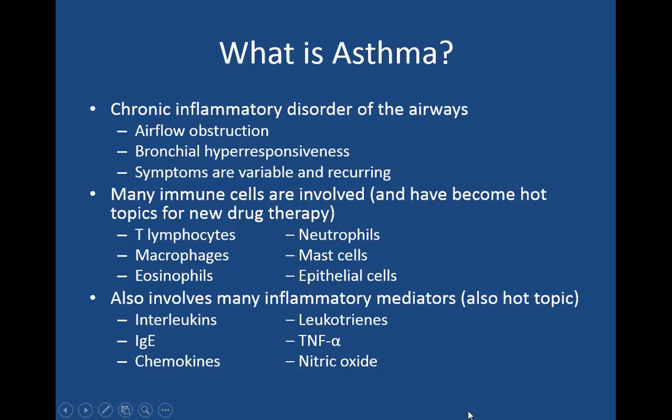Asthma basically is made up of two things. One, airflow obstruction that's reversible. So we're going to talk about COPD coming up next week, and COPD is non-reversible obstruction, but asthma has a reversibility to it. And bronchial hyperresponsiveness. This is like the key component of asthma.